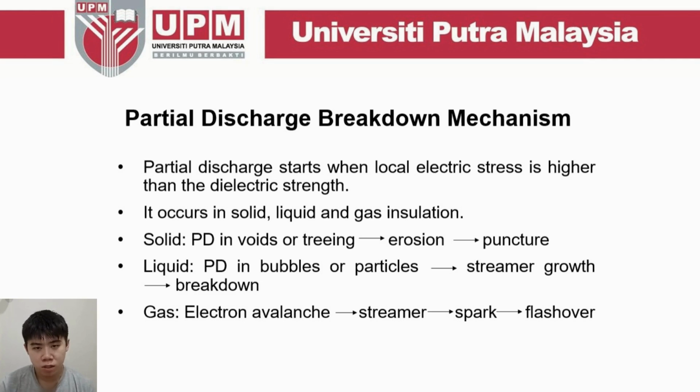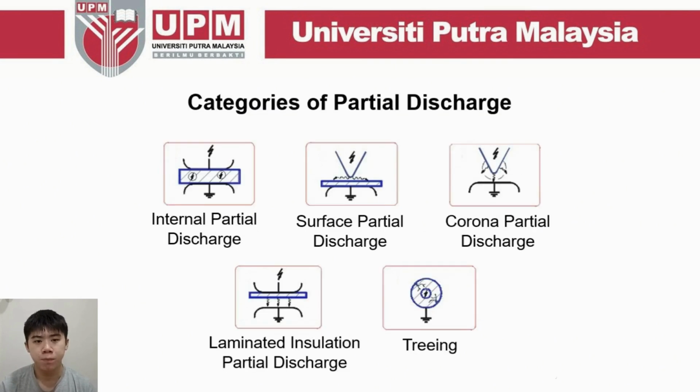However, in gas insulation, the partial discharge will begin with an electron avalanche under high electric stress. This develops into streamer and spark, and the repeated partial discharge activity can cause flashover. Okay, this slide shows 5 categories of partial discharge based on where the partial discharge occurs within the insulation system. So the first one is the internal partial discharge. The internal partial discharge occurs inside the insulation, usually in voids or cavities.